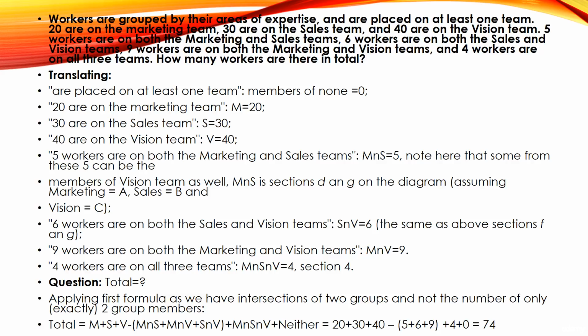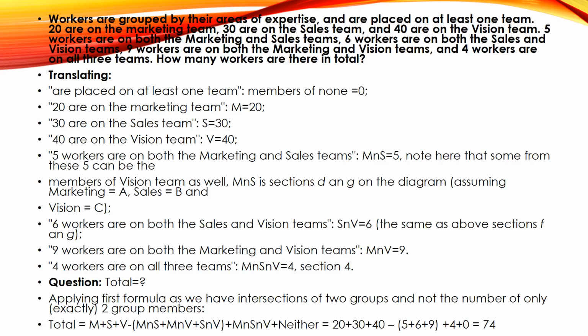First, translating this problem, we get: workers are placed on at least one team, so members of none is equal to 0. 20 are on the marketing team, which is M equals 20. 30 are on the sales team, S equals 30. 40 are on the vision team, V equals 40. 5 workers are on both the marketing and sales teams, M∩S equals 5. Note here that some from these 5 can be members of the vision team as well.